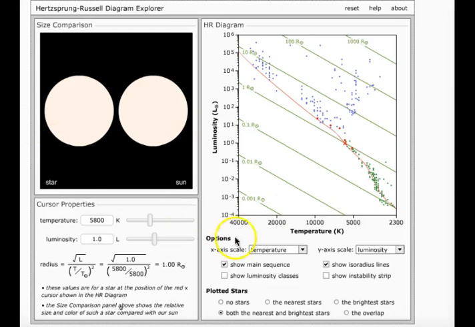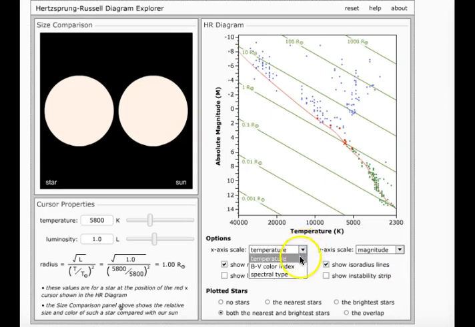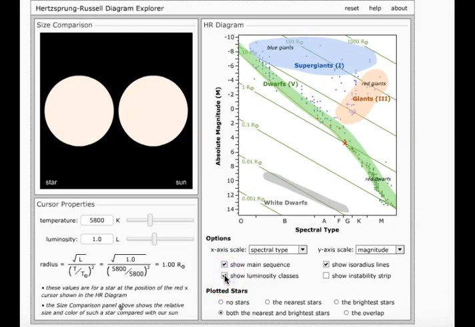I'll just note one more thing about this interactive. The temperature on the horizontal axis and the luminosity on the vertical axis are the defaults, and I left them as the defaults to discuss the plotting of the nearest and the brightest stars, but in fact you can change the axes such that luminosity is the absolute magnitude as our original data set had, and you can change the horizontal axis to correspond to spectral type, although it does not show the subclasses that is in our original data. And you can also add some information about the luminosity classes.